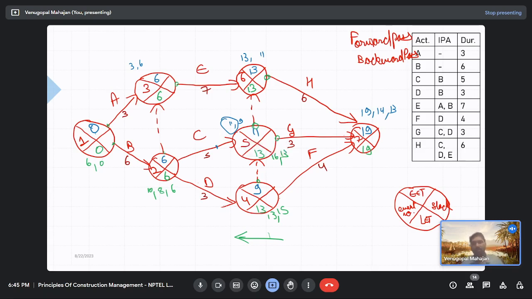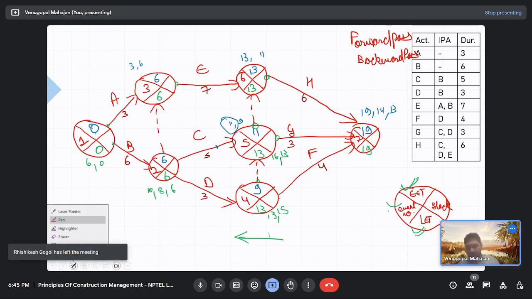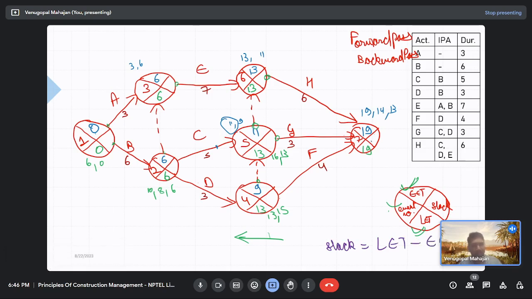Okay, so the backward pass is done. You have got the early event time, the late event time, and the event number. What is the slack? Slack is equal to LET minus CET. You just need to subtract it. Let's put the values: 0, 0, 0, 0, 2, 4, 0. Okay, so we have got the slack calculation also.